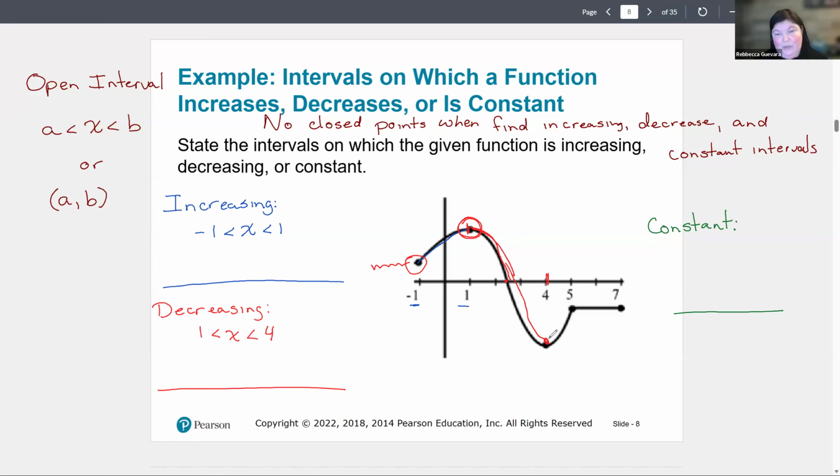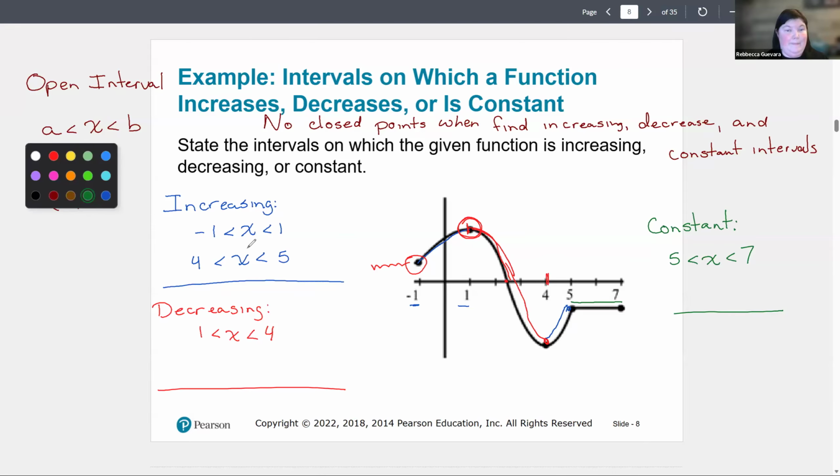Anyways, after we hit 4, we start increasing again. So we're increasing from 4 to 5. After we hit 5, we see that we level out and we're just constant. So x values are constant from 5 to 7. So we're increasing on -1 to 1 and 4 to 5, decreasing on 1 to 4, and constant on 5 to 7. And as you see, it's all x values.